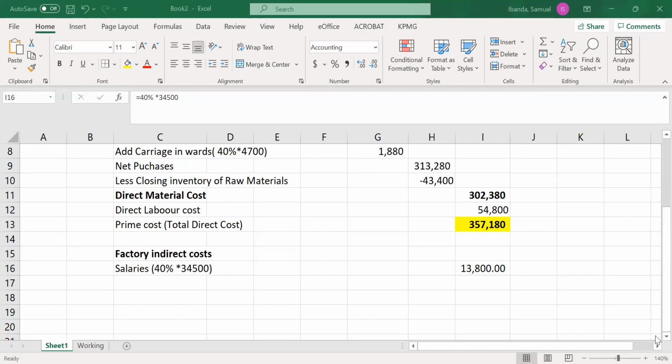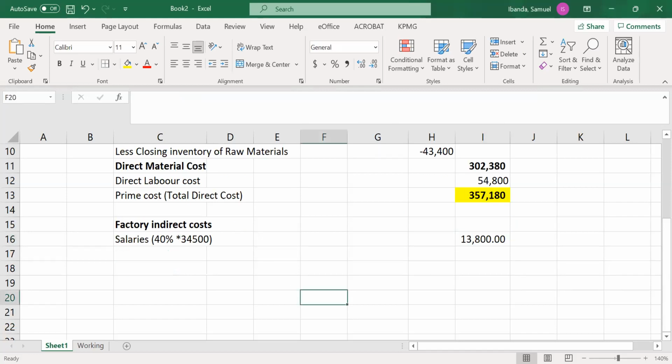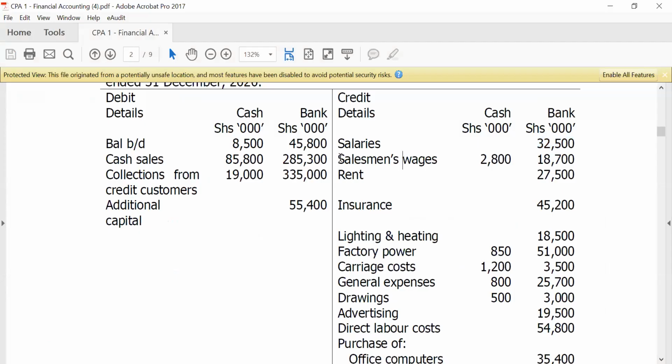So as we have that as salaries, now we go and look at another expenditure. Another expenditure, they're telling us salesman wages. These don't go in the cost statement. They are basically related to the P&L. Remember, what we only consider in the cost statement is only what relates to production, factory and production.